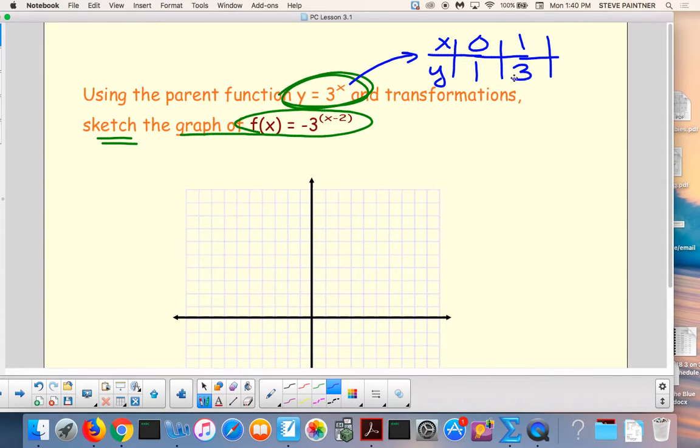Do I know if it's growth or do I know if it's decay? It's growth. Okay, it's growth. So here we go. 0, 1 here. 1, 3. Here. Okay. So I know it's this, right? And I know it rides on top of the x-axis, right? There it goes. What is this? 3 to the x.